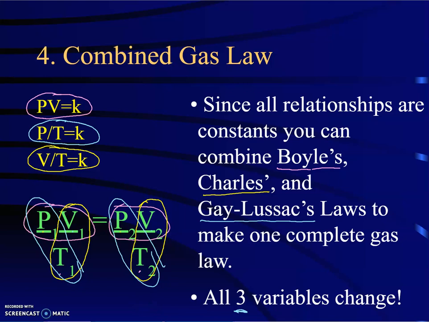Some students like to cross-multiply immediately, taking the denominator and the numerator of one side versus the other side to get P1 V1 T2 equals P2 V2 T1. Be very mindful that the temperatures are opposite of the pressure and volume. So if you have P1 V1, it's T2; P2 V2, it's T1.